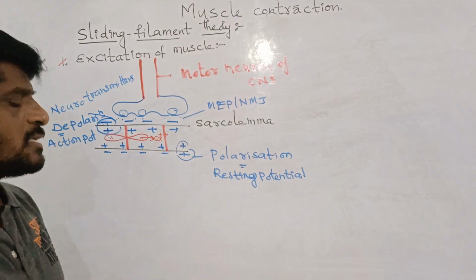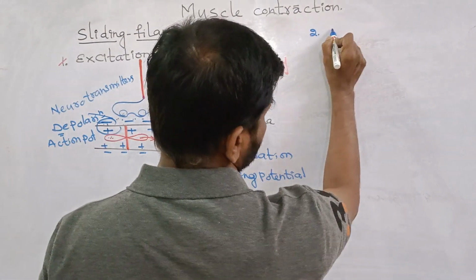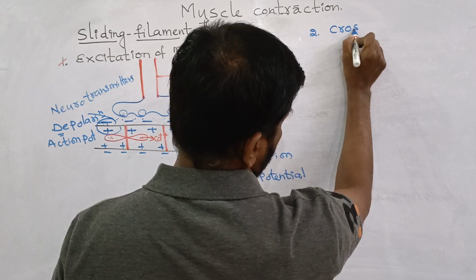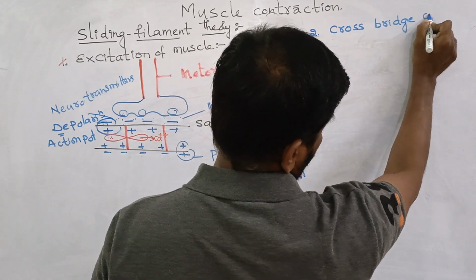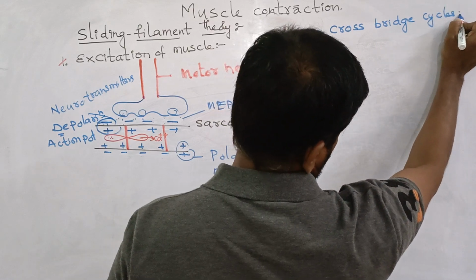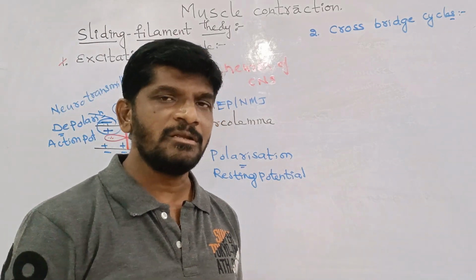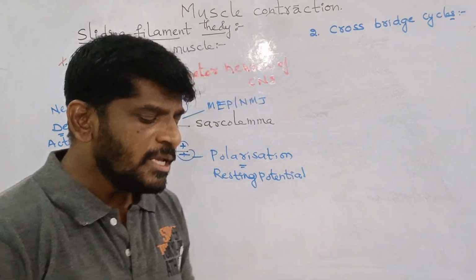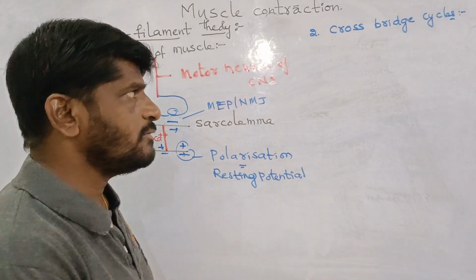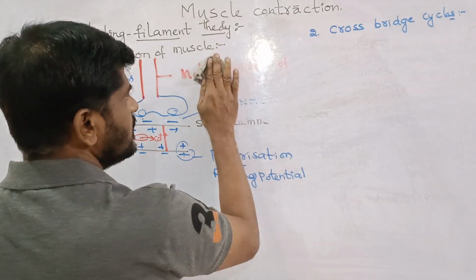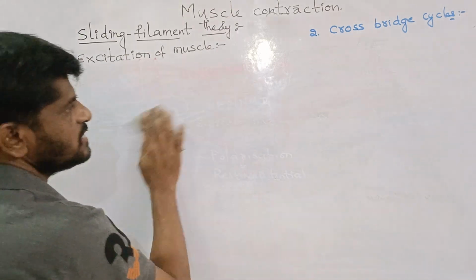The second step is called the cross bridge cycles. Cycles means these are events which are repeated at many intervals. That is why it is called the cross bridge cycles. I want to explain it with the help of the diagram: what is the meaning of the cross bridge cycle, and also the various events in the muscle contraction.